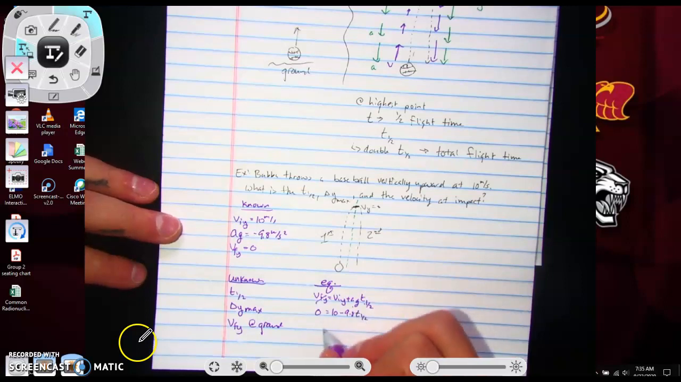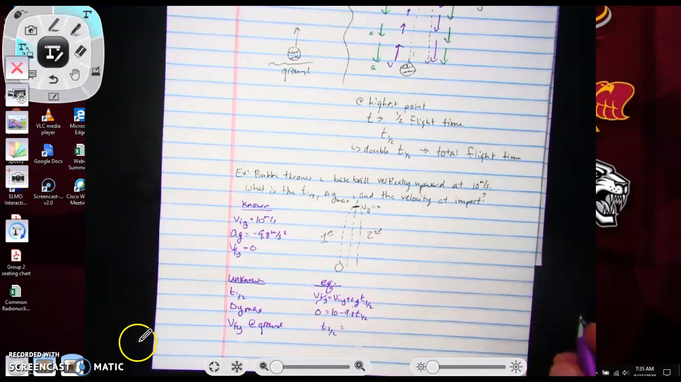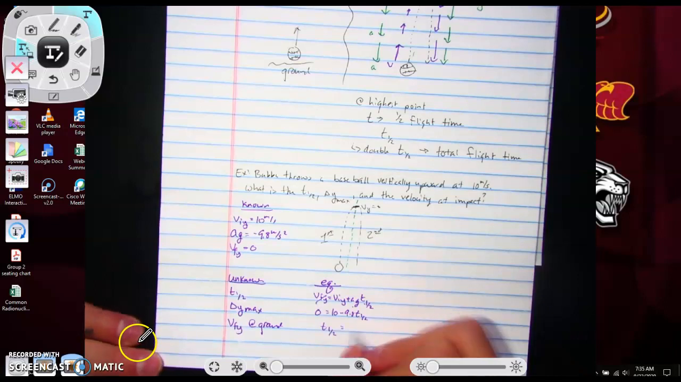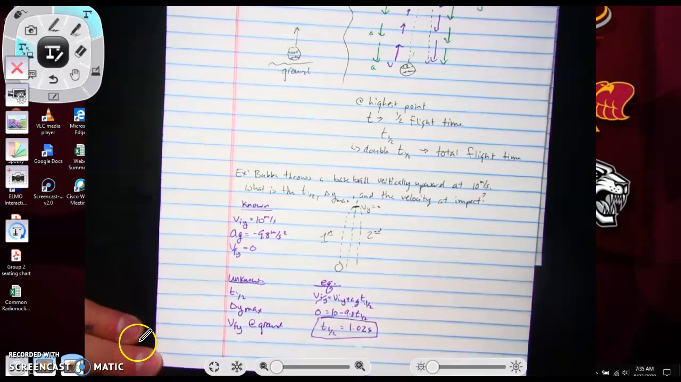Subtract the 10, divide by the negative 9.8, so T1 half is equal to, I don't have a calculator, but I have my cell phone. Hopefully the math doesn't get too weird. 10 divided by 9.8. So T1 half is 1.02 seconds. Okay? So I have a T1 half, so I can check that off. Check. Next, let's go for delta Y max.